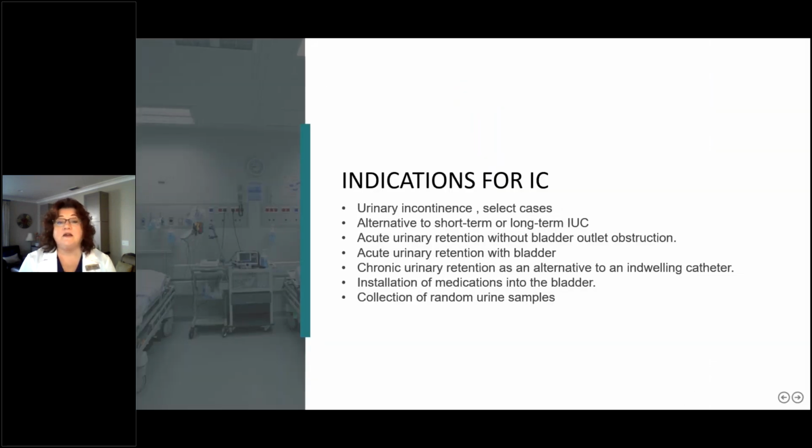Urinary incontinence, these are indications for IC. Again, it's an alternative to short-term or long-term indwelling catheters. Indications include acute urinary retention without bladder outlet obstruction, and chronic urinary retention as an alternative to the indwelling catheter. It's also used to instill medications into the bladder and for collection of random urine samples. So there's a lot of reasons why people do IC.